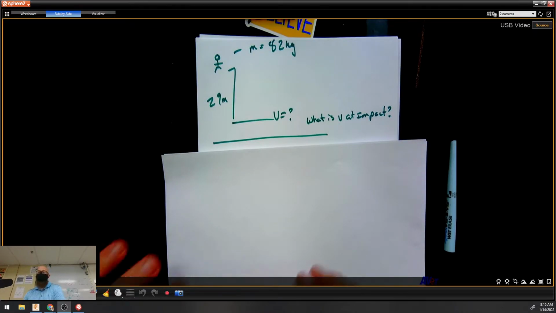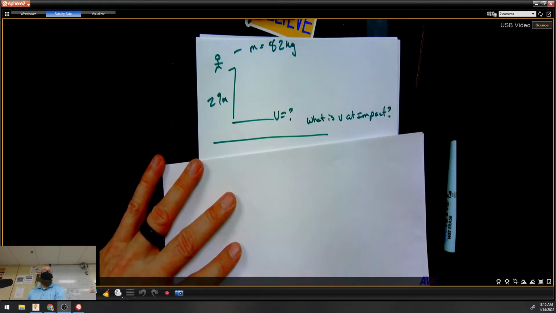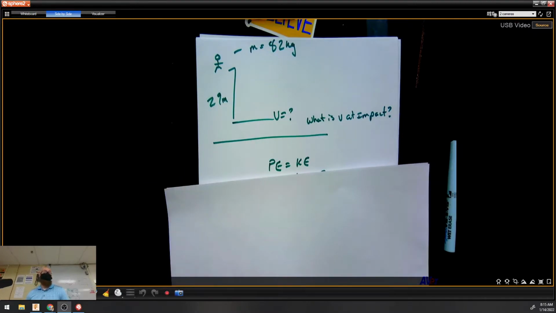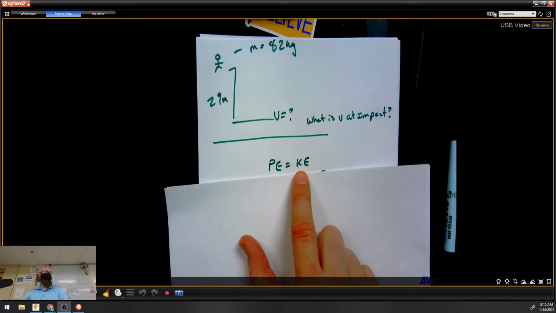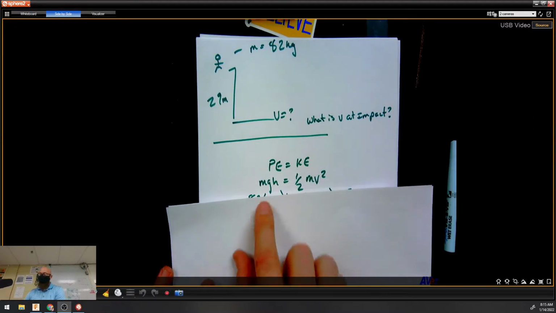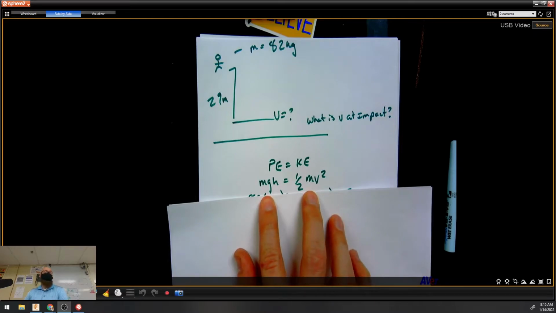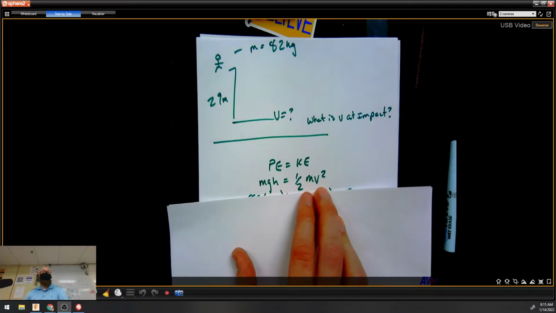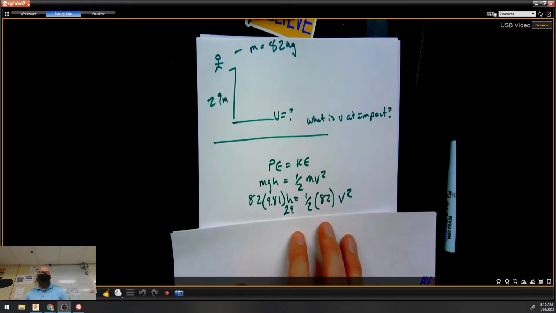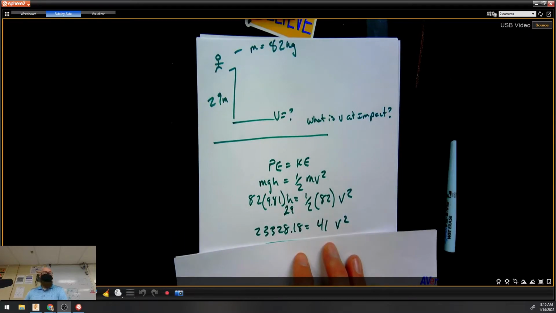Okay, so here we go. Super simple part. You know at the top, do we have anything other than potential energy? No. At the bottom we have all kinetic energy. Those formulas, mgh, mass times gravity times height, equals 1/2 mv squared. You plug in what you know, you get to there, do the math.